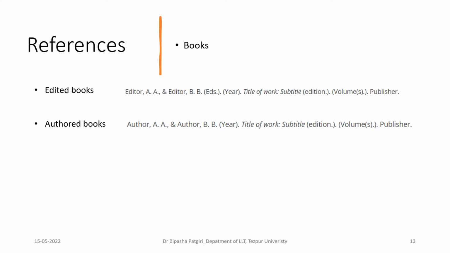Authored books, just the name. If there are two, then you write it like this, followed by the same information. The only difference between edited books and authored books is that for an authored book, you don't write this particular portion of the entry, eds. But in edited books, you have to write that.